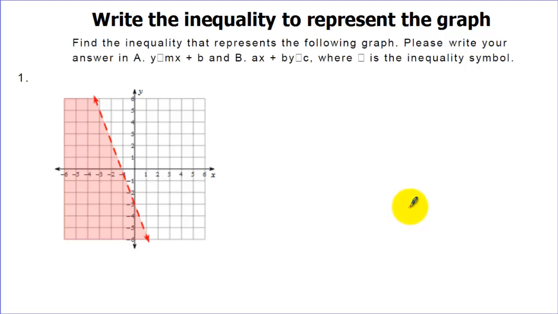Alright, in this video, we are going to provide some examples on how to write the inequality to represent a given graph. On each example, we are going to write our answer in the format of slope-intercept form, y = mx + b, and standard form, ax + by □ c, where this square represents the inequality symbol. So, we always want to start by identifying the slope and the y-intercept. It means that we would like to write our answer into this format, y = mx + b.